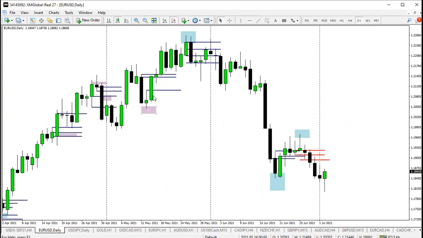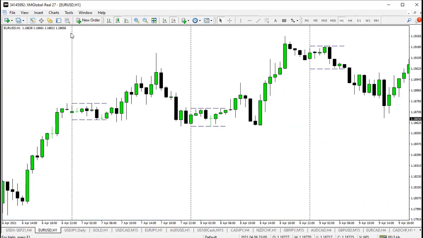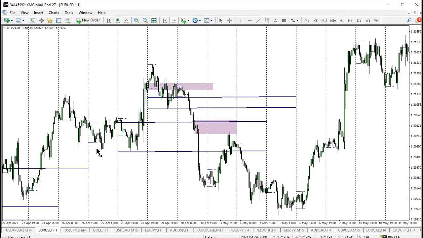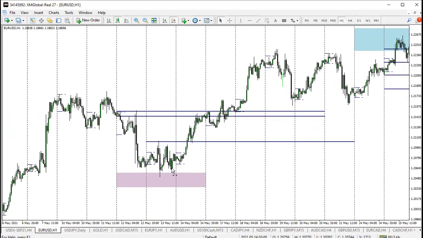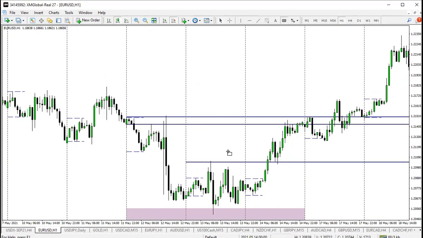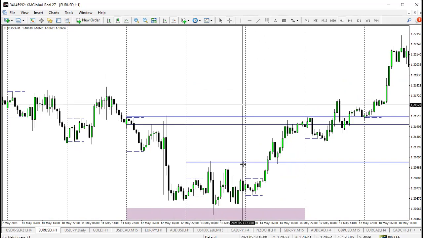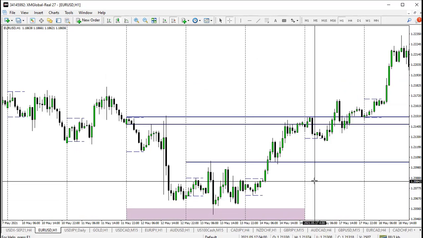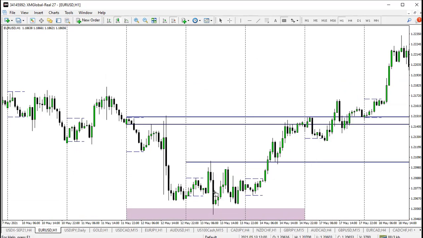This one. 1, 2, 3, kind of, now is complete. You mark all of the levels. Then now let's go to 1 hour. We mark the breaker block. Where are you? Here. Which was the breaker that was used to take out the previous day's low. It was this one here, this big guy here.